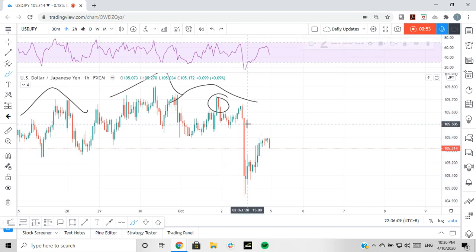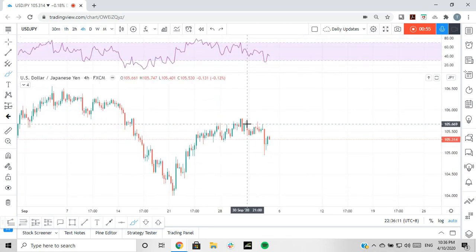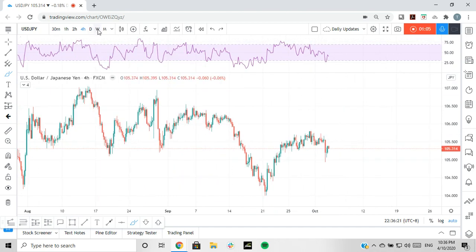Don't worry. This is what I'm going to be explaining so that you'll be able to trade USD/JPY at least for next week. So let's start off from the weekly.